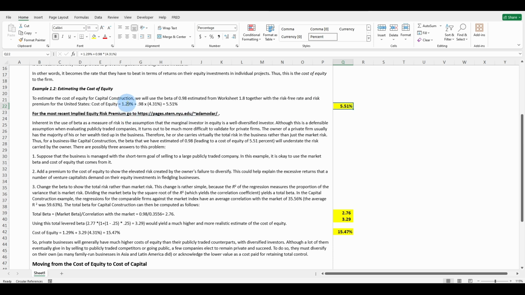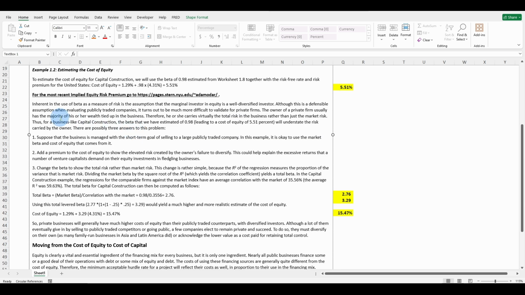This equity risk premium today is 3.97. I just checked, and that's what the latest is. So this number is going to be 8%. What did I say it was? 3.98%. Today's cost of equity is 8.2% for capital construction. I think that will be low because we're going to probably make some adjustments. For the most recent implied equity risk premiums, go to this website.